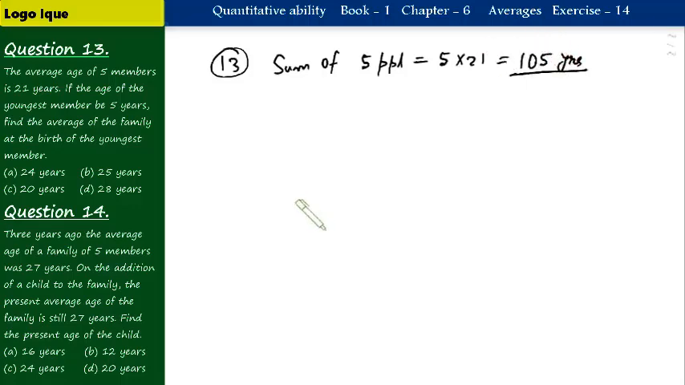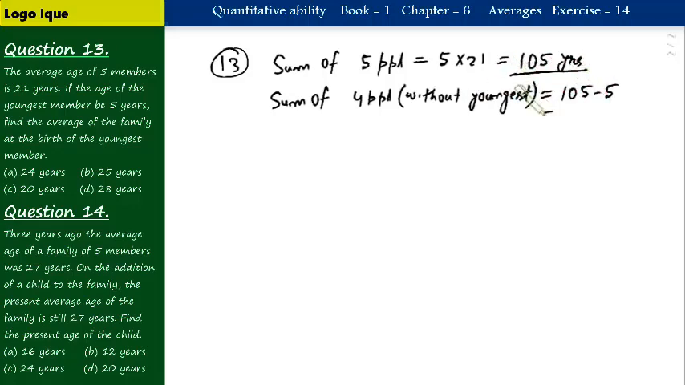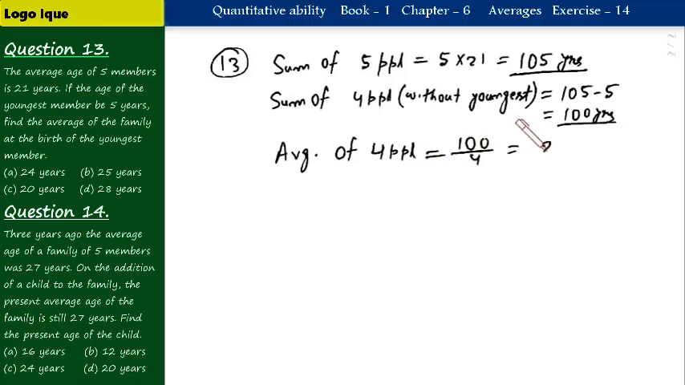Now this includes the age of the youngest member. So if you remove the youngest member, then the sum of 4 people, that is without the youngest, would be equal to 105 minus 5, which is 100 years. That means the average of those 4 people right now would be 100 by 4, which is 25 years. But this is the present average, right?